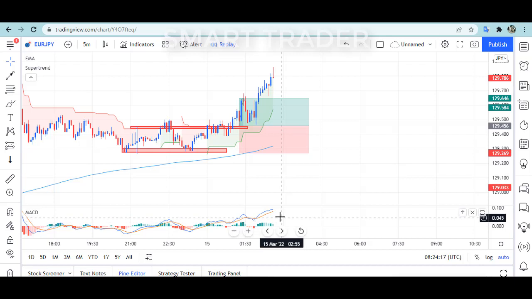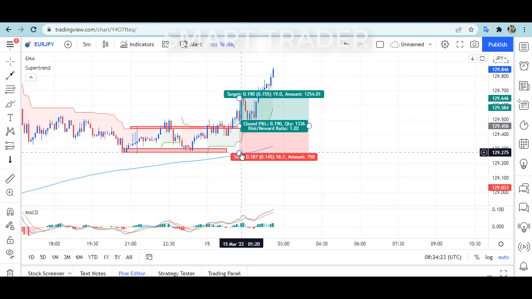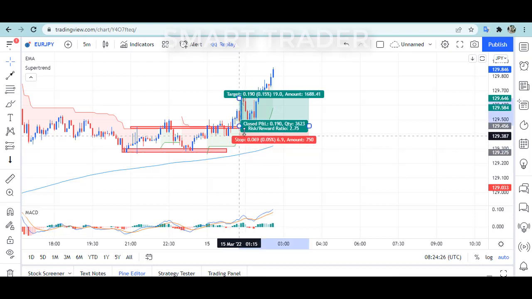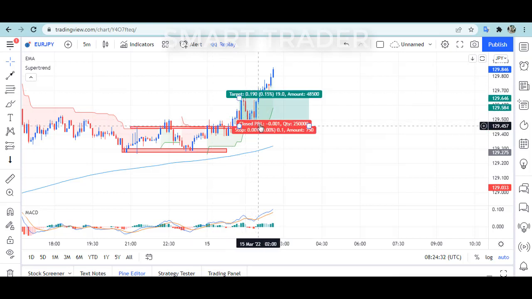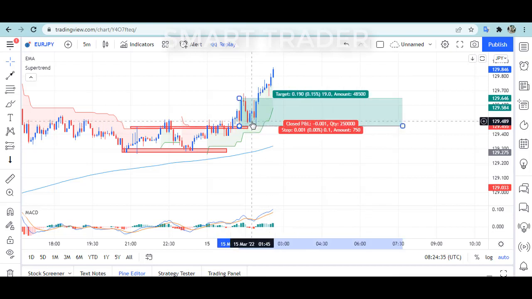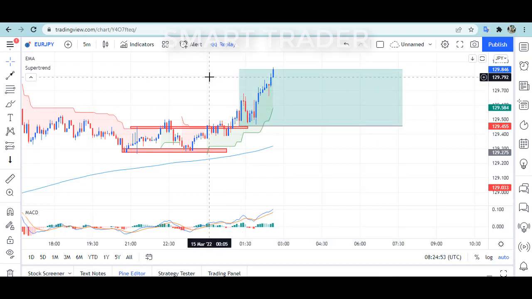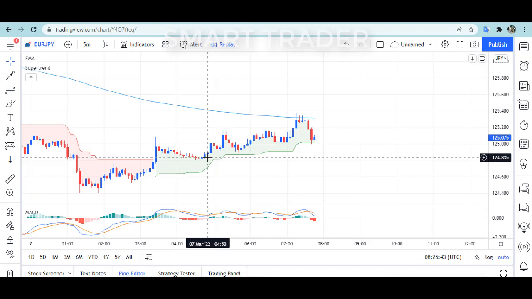If you are confident to hold the trade, I recommend you move the stop loss to break even when the price retests the entry here. The second time, retest and move up. So I suggest you move the stop loss to break even and hold the trade as long as you want. The sell trade is the opposite of the buy trade.